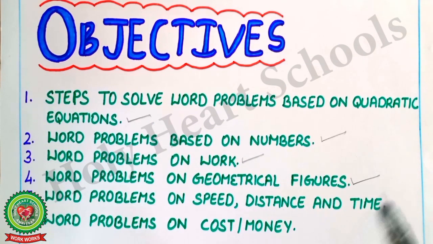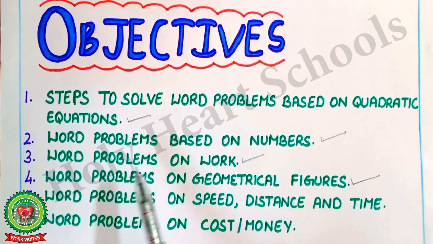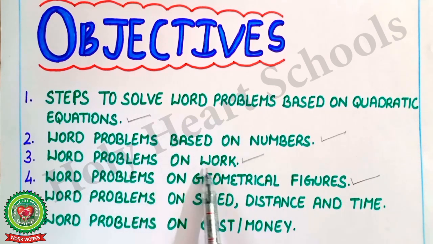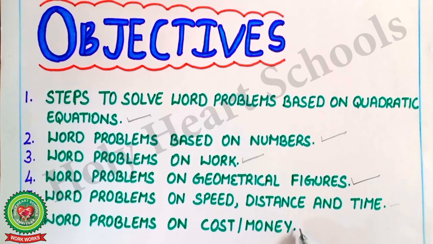In this chapter, the objectives are the steps to solve word problems based on quadratic equations: word problems based on numbers, word problems on work, word problems on geometrical figures, word problems on speed, distance and time, and word problems on cost and money. So today we are going to discuss word problems on speed, distance and time, and on cost or money.